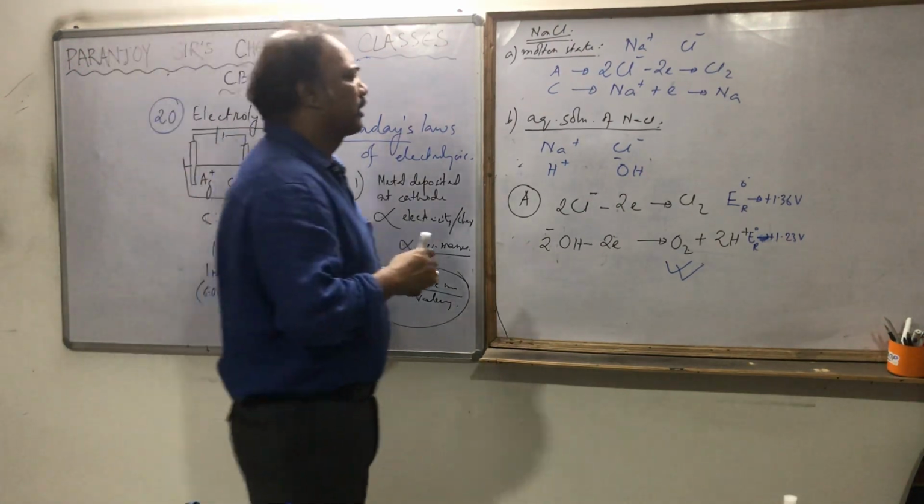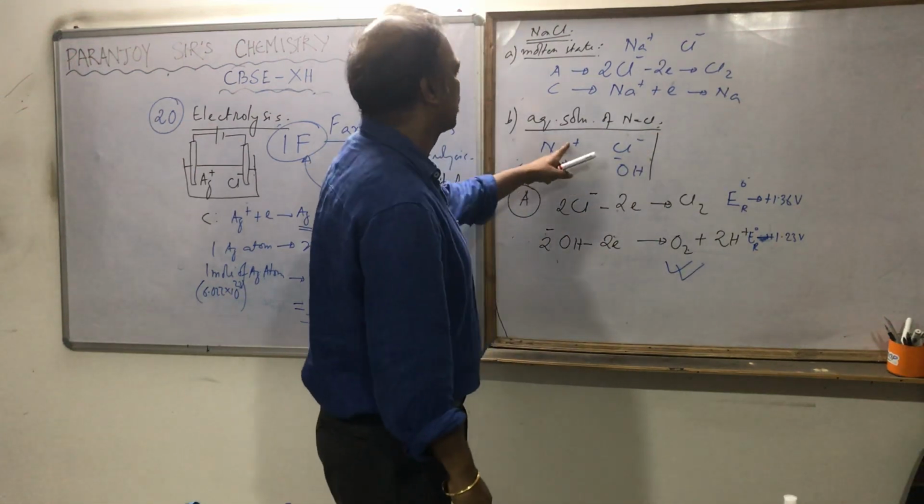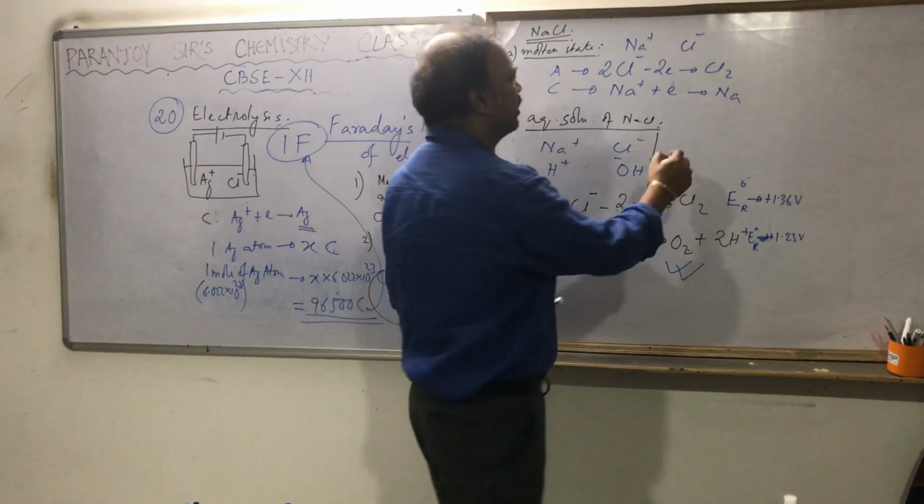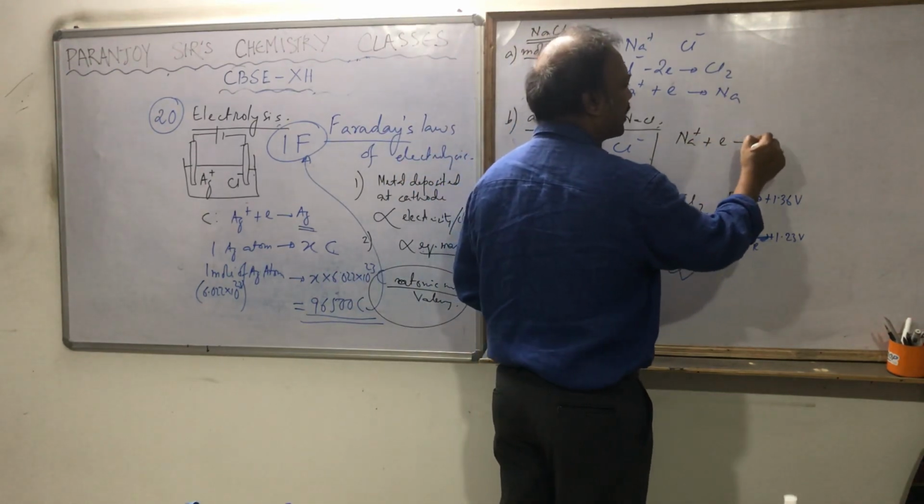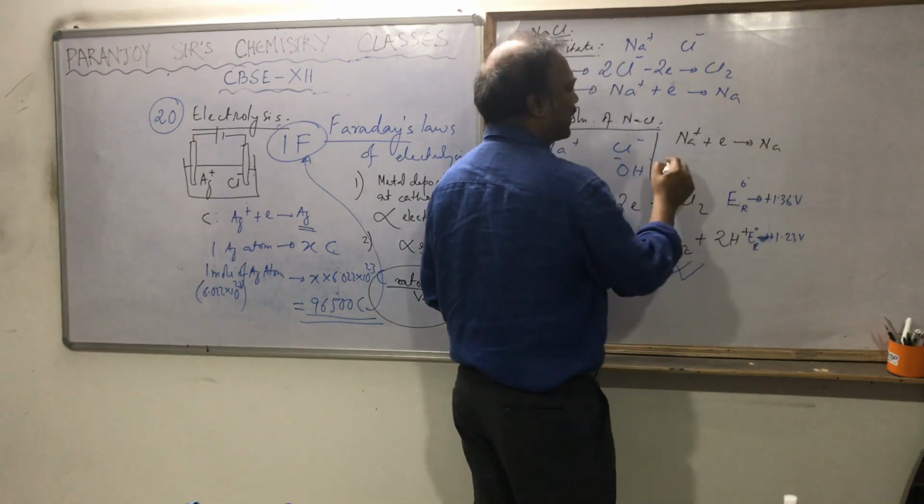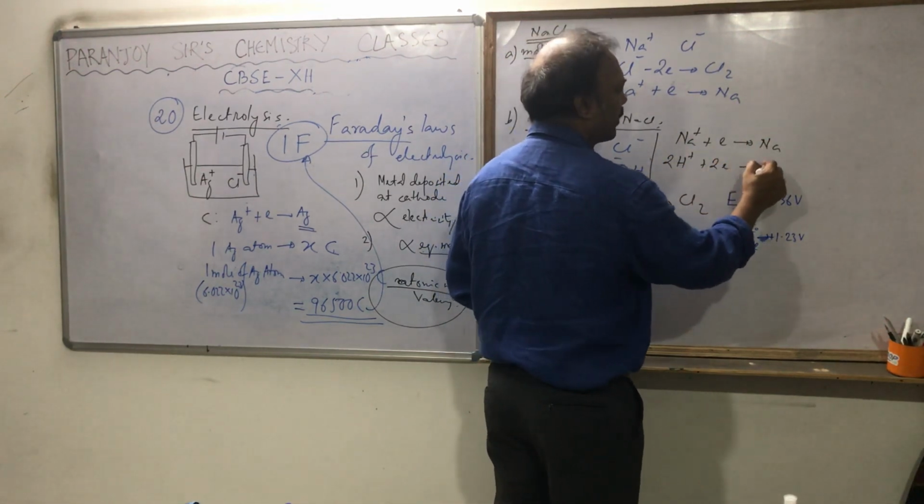Fine. What are the possible reactions at cathode? I am writing the possible reactions at cathode now. There are two possibilities. One, sodium positive will accept an electron and will become sodium. And second, 2H positive will accept 2 electrons and will become hydrogen.